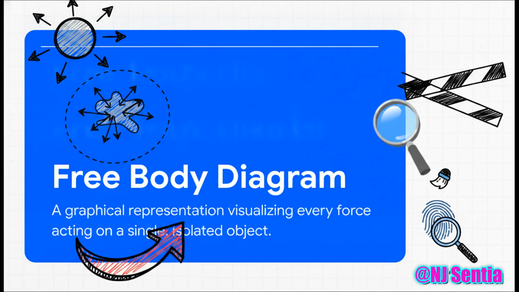The word free here literally means liberated. You're acting like a forensic detective at a crime scene. You isolate the one specific object you care about, mentally cut it completely away from the table or the ropes attached to it, and you replace all those surrounding physical objects with simple arrows that represent their forces.